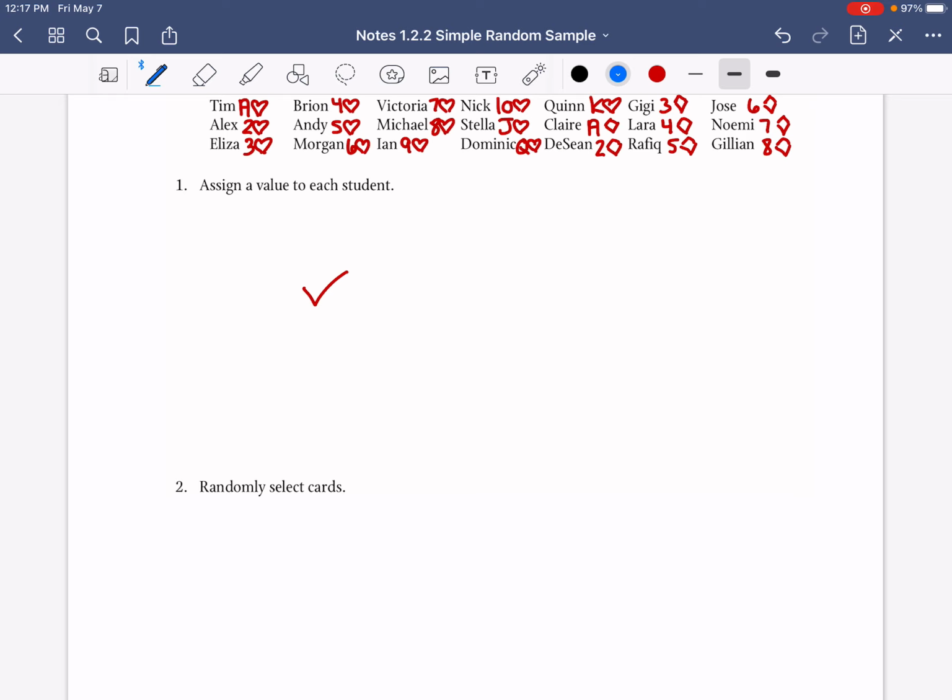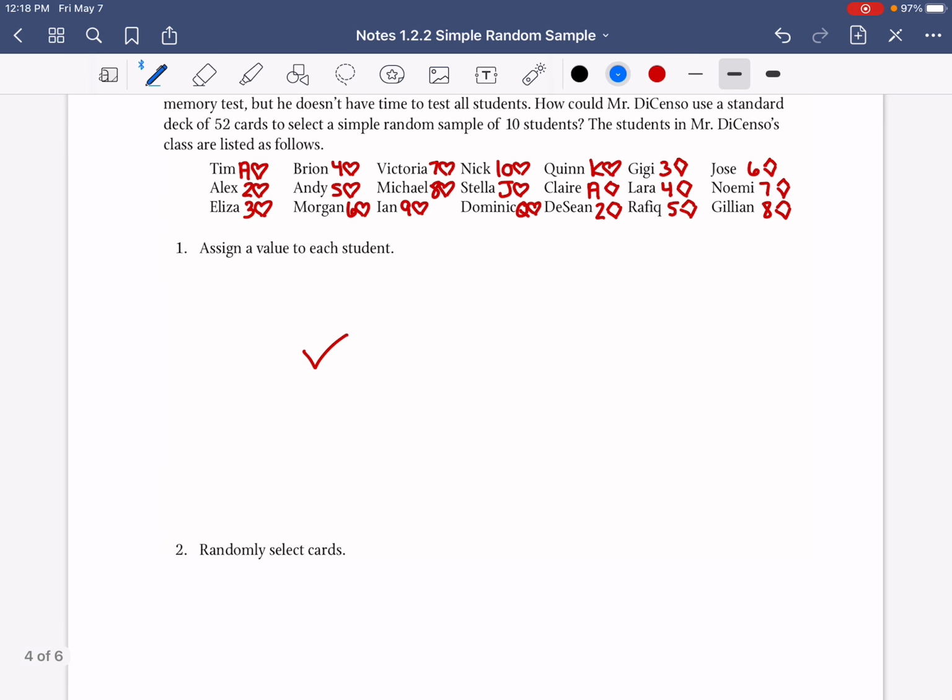I'm not shuffling them very well. They were kind of shuffled before. Okay, so I'm shuffling my cards, and then he wants to only test 10 students. So of the 21, he's just going to do a memory test on 10 of the students. So I'm just going to randomly select them, and then we'll see who we picked.